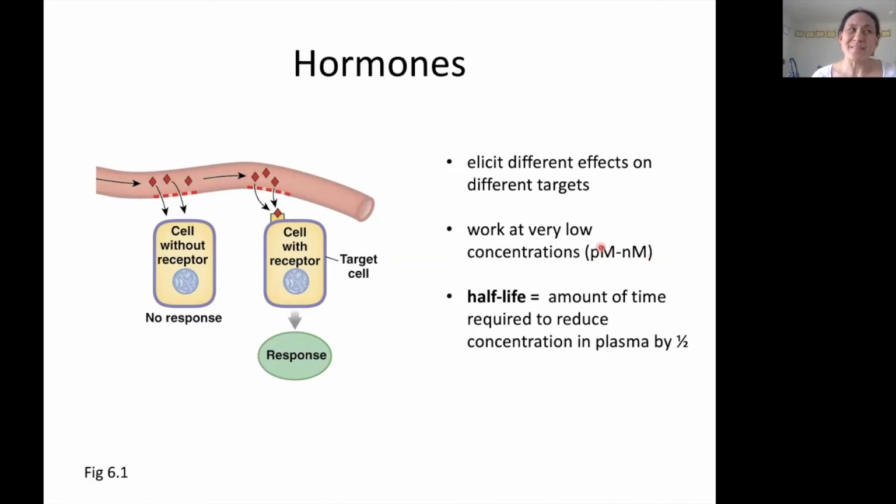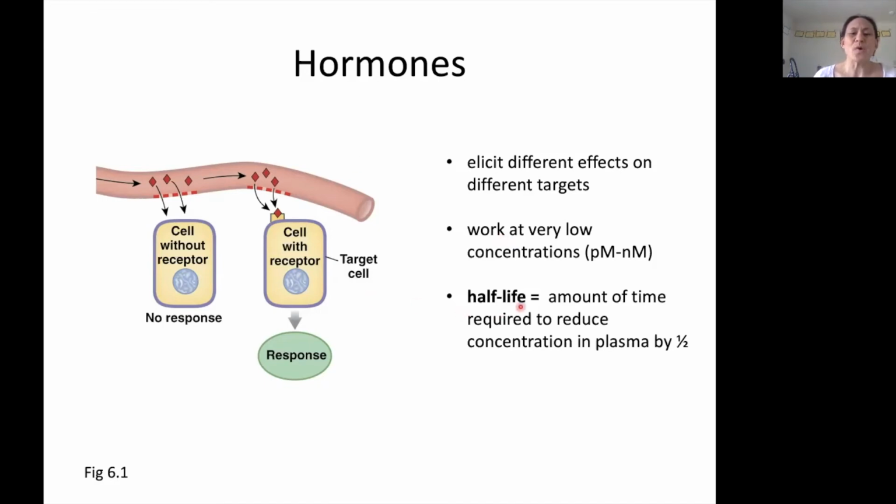Picomolar is 10 to the negative 12. Nanomolar is 10 to the negative 9. So hormones are going to be effective at concentrations that are 1 million to 1 billion times lower than the concentrations of the other molecules that we find in our bodies, okay?